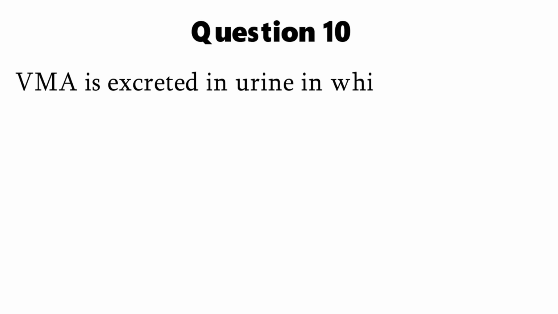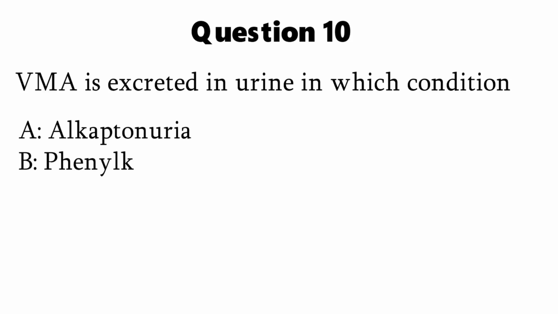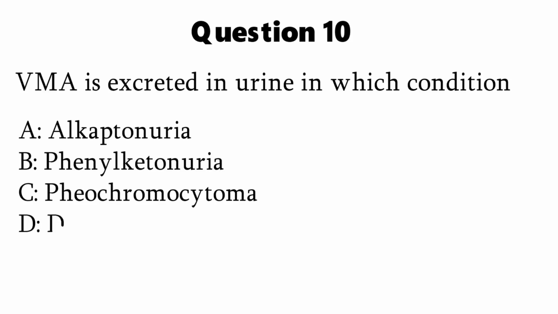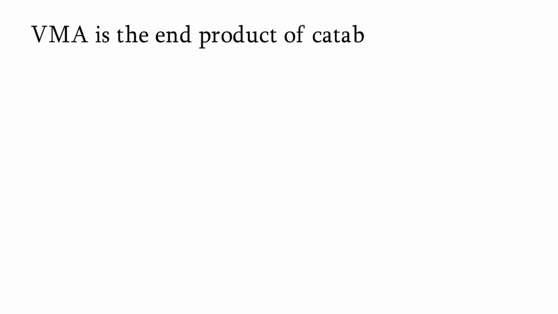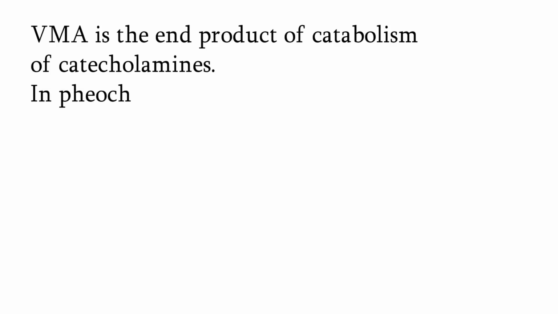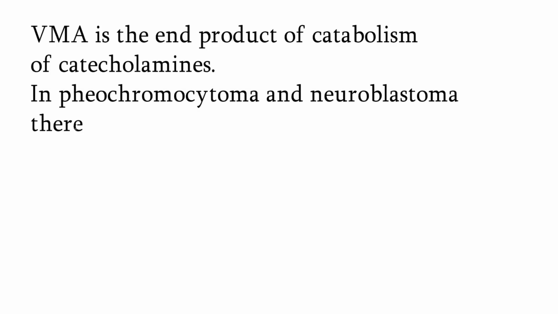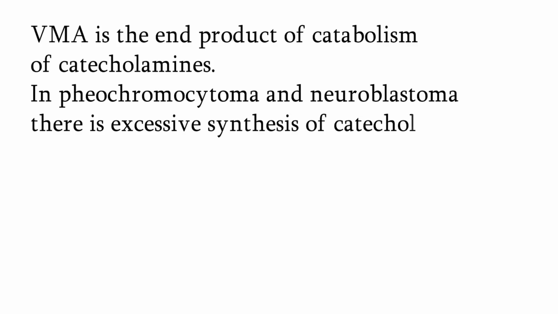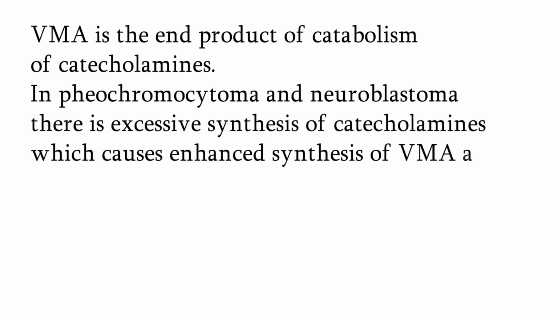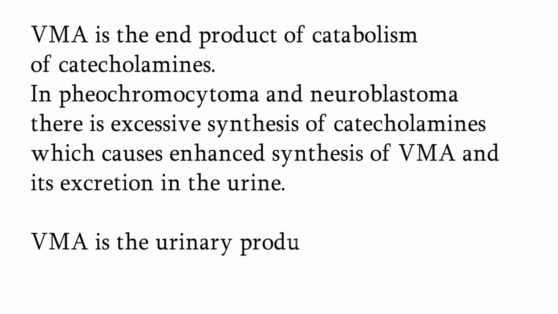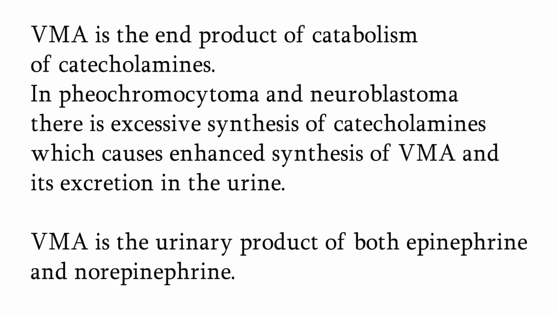Now the 10th question is, vanillyl mandelic acid is excreted in urine in which condition? And options are A. alkaptonuria, B. phenylketonuria, C. pheochromocytoma, and D. diabetic ketoacidosis. Here the correct answer is C. Pheochromocytoma. VMA is the end product of catabolism of catecholamines. In pheochromocytoma and neuroblastoma, there is excessive synthesis of catecholamines which causes enhanced synthesis of VMA and its excretion in the urine. VMA is the urinary product of both epinephrine and norepinephrine.